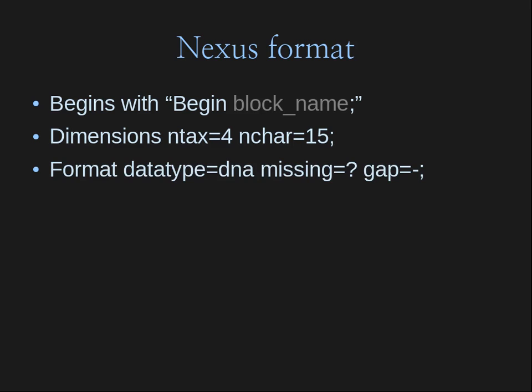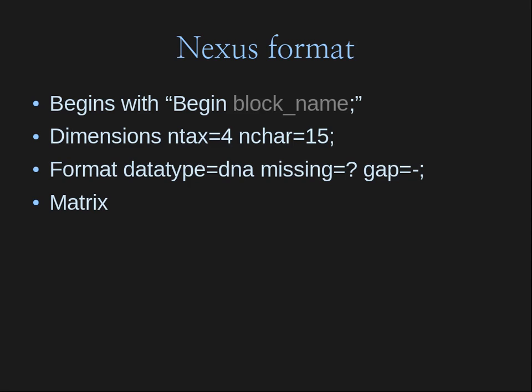And then you have some format information as well. So the data type is, again, this can be DNA or protein or RNA as well. And we give it the data type here. We define what our missing data is, and we define what a gap is. And we'll talk more about gaps later as we talk about alignment.